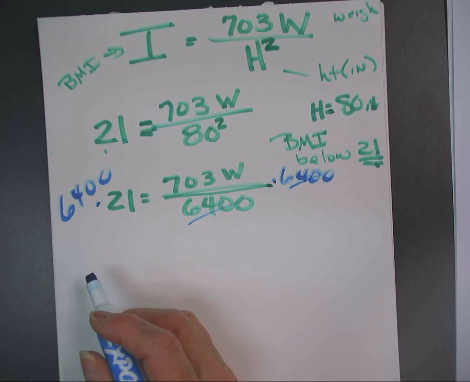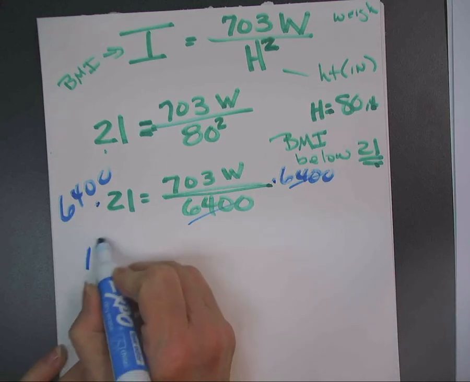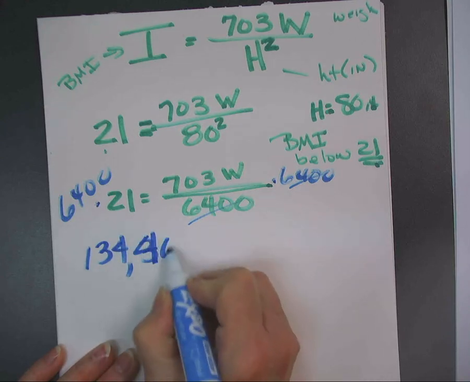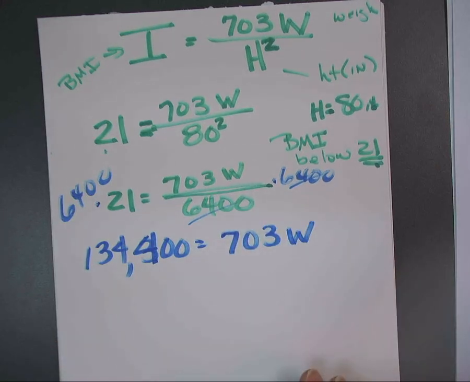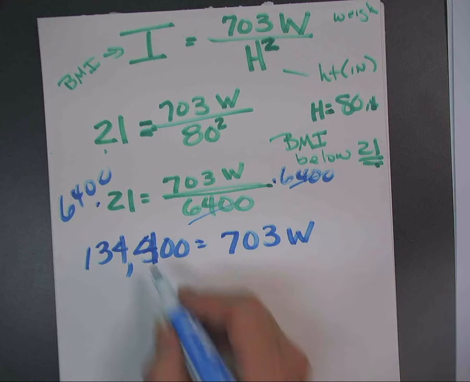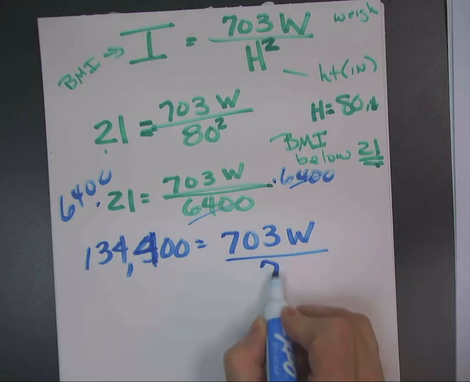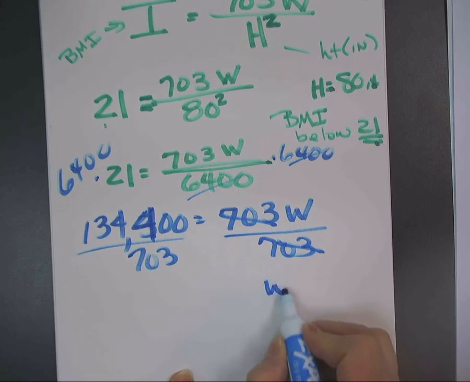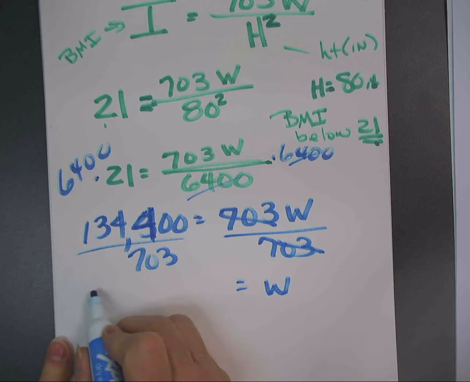6,400 times 21, 134,400 equals 703W. And then, David, what would you do next? Divide by 703. So if we divide that by 703, 191.